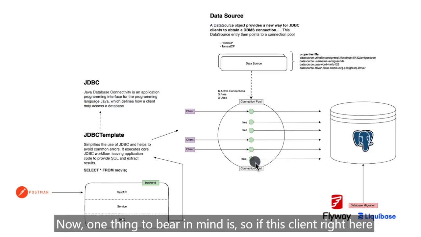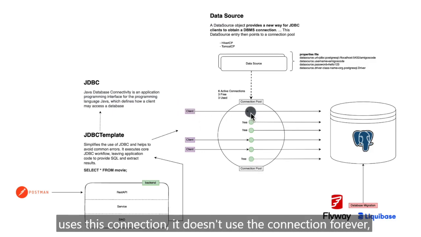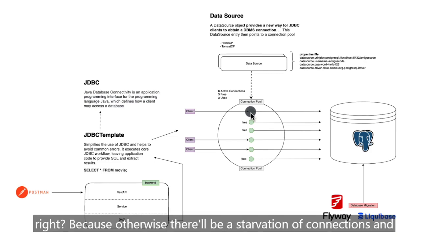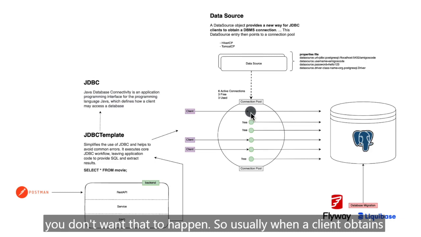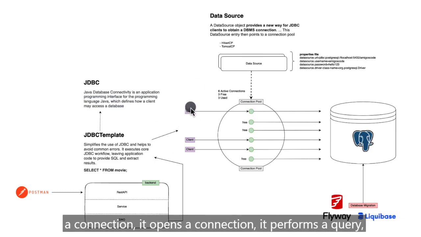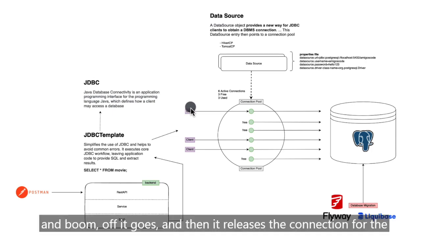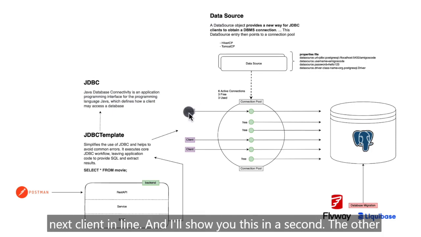Now, one thing to bear in mind is, if this client uses this connection, it doesn't use the connection forever, right? Because otherwise there'll be a starvation of connections and you don't want that to happen. So usually when a client obtains a connection, it performs the query, and boom, off it goes, and then it releases the connection for the next client in line. I'll show you this in a second.